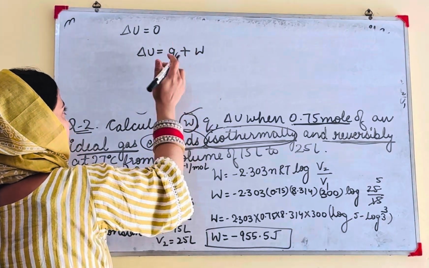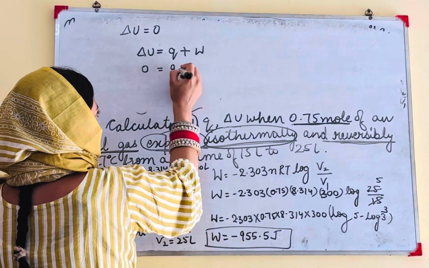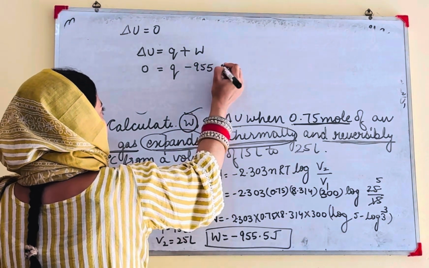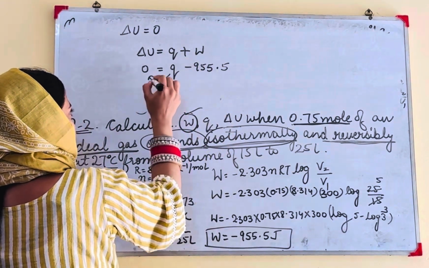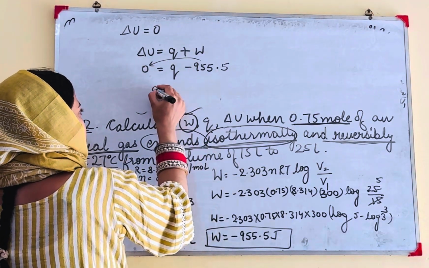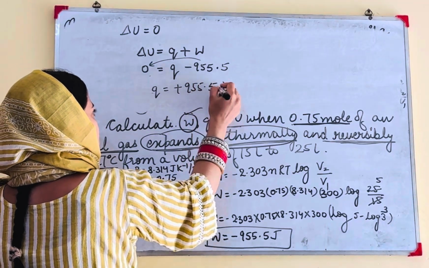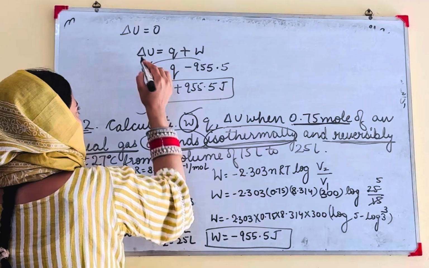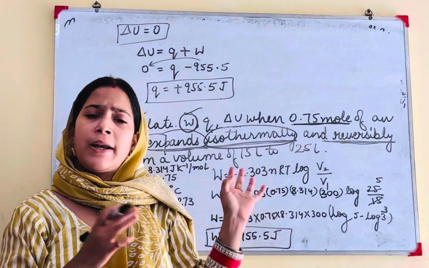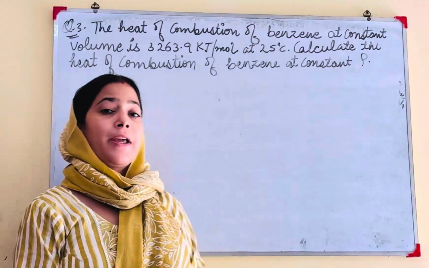Now we want to calculate Q. Delta U is 0. Here W is minus 955.5 joule. Now keep the Q on this side and bring it here. Then Q is equal to plus 955.5 joule. This is the Q and this is delta U. This is all. Related to this, you can try more questions from the book. Now come to the next question.